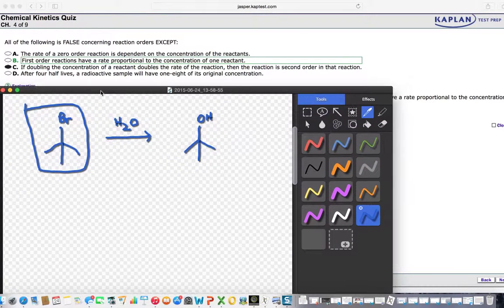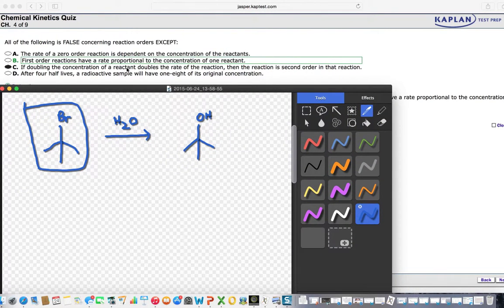Let's just look at C and D for a moment. If doubling the concentration of the reactant doubles the rate at second order, that's not true. If it was second order, we could write the rate as V equals K, concentration of A squared. If I increase the concentration of A by a factor of 2, 2 squared is 4. The rate would quadruple, not double.